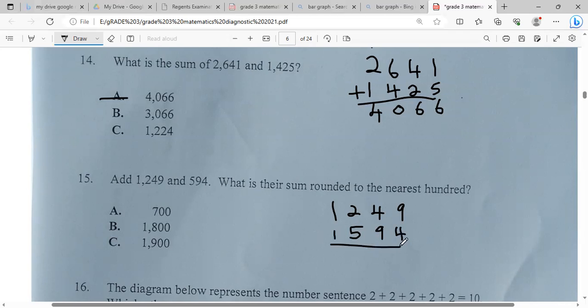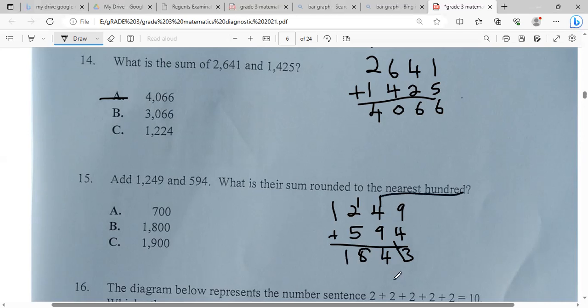So we have 4 and 9, that's 13. So it's 3 carry 1. 9 and 1, 10, and that's 4. So that's 4 carry 1. And then we have 5 and 2, 7 and 1, 8. So it's 1,000. Oh, rounded to the nearest 100.